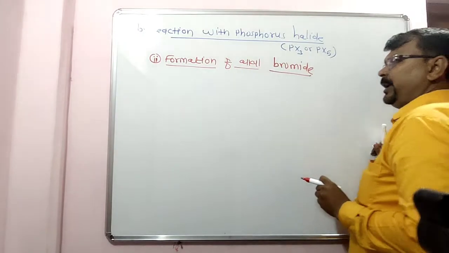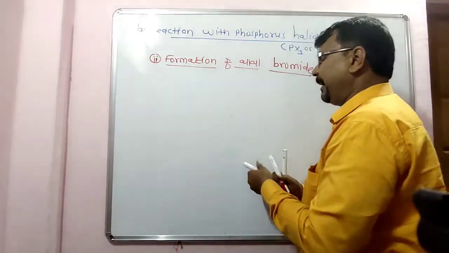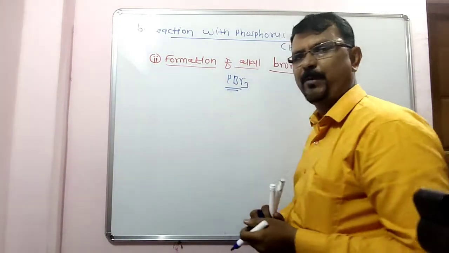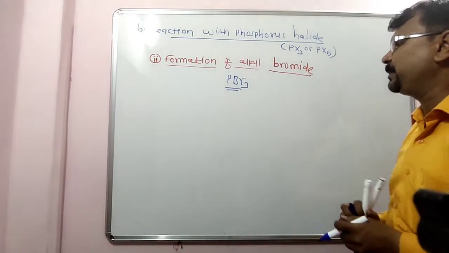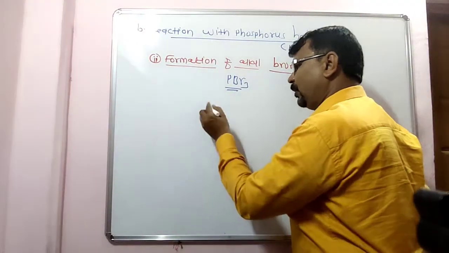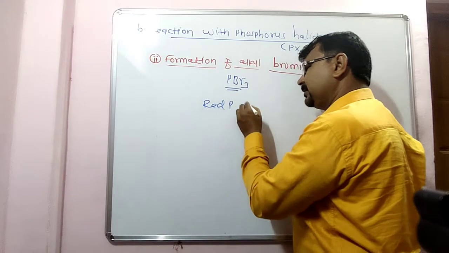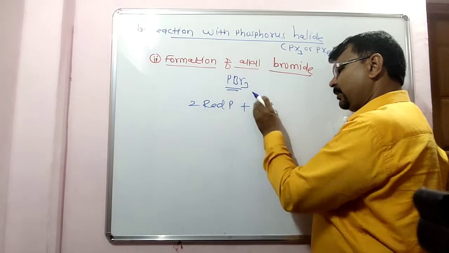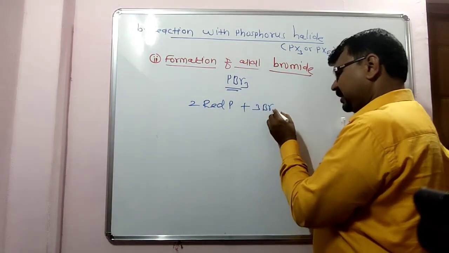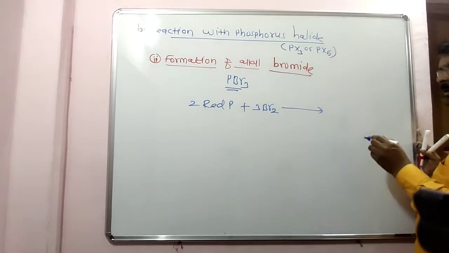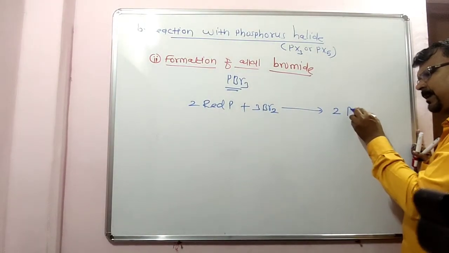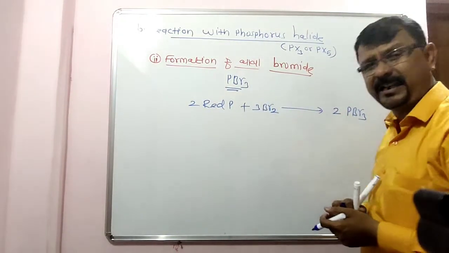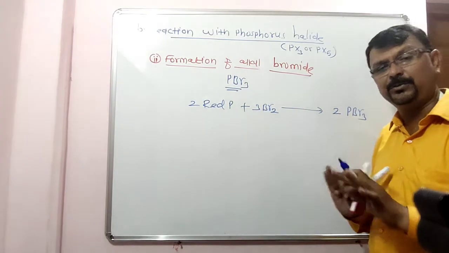Look here, by using PBr3. Actually, phosphorus tribromide is less stable. Red phosphorus, twice, plus thrice Br2, gives the product, twice PBr3, correct? Yes. Look here, this PBr3 is less stable. Directly it cannot be used in this reaction.